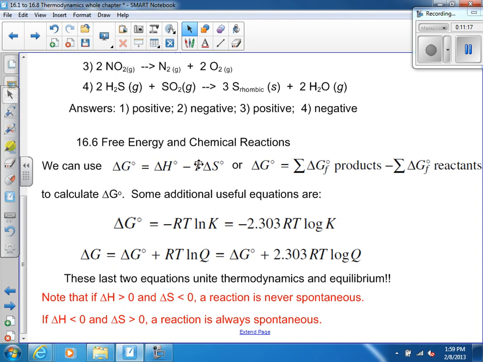Sorry, a large temperature to overcome the positive delta H to get a spontaneous reaction, because you want delta G to be negative for spontaneity. If delta H and delta S are both negative, then this is negative. A negative times a negative would be positive. This overall term would be positive. And it's the low temperatures, very small temperatures, that would give us an overall negative delta G.